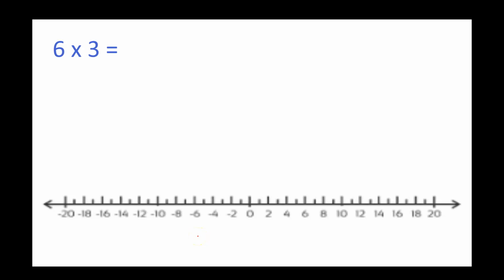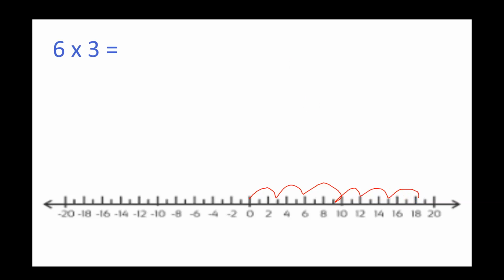We know from previous years of experience that multiplication is a sort of shorthand for repeated addition. For example, 6 times 3 means that we are going to jump 6 times, each jump covering 3 steps. 1, 2, 3, 4, 5, 6.